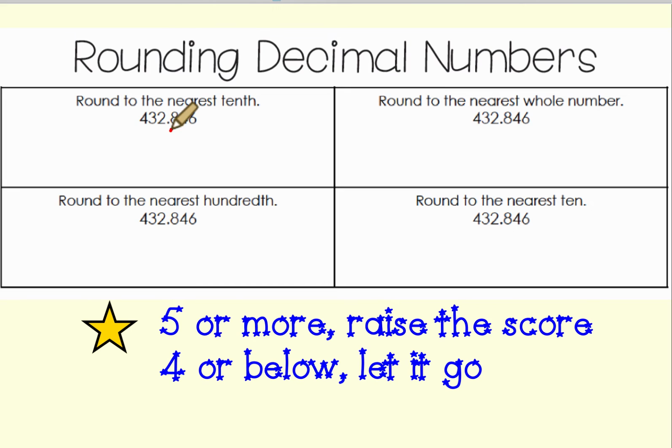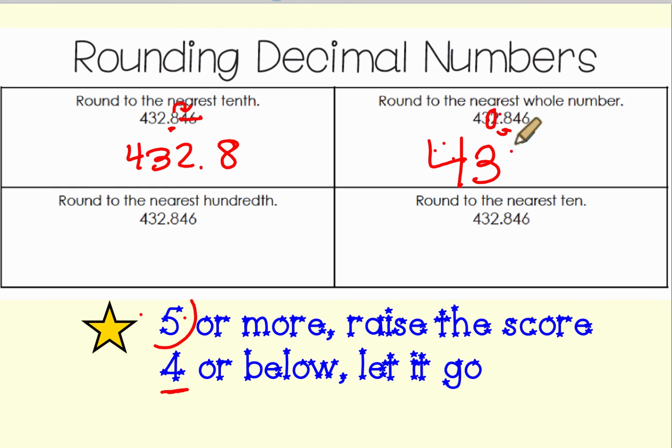So if I wanted to round this number to the nearest tens place, after identifying the tens place, I look to the right, and it meets the criteria of 4 or below. So I just simply drop, and it's 432 and 8/10. If I wanted to round this one to the nearest whole number, I identify that it's the ones place, and I look to the right. It meets the criteria of 5 or more, raise the score. So that means I'm going to round it to 433.